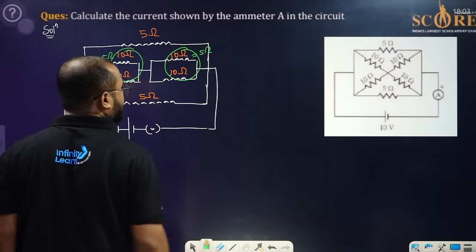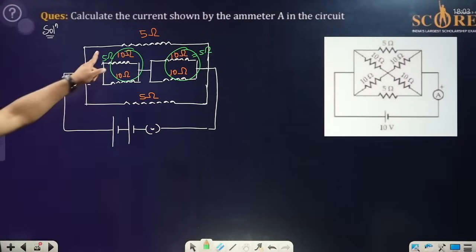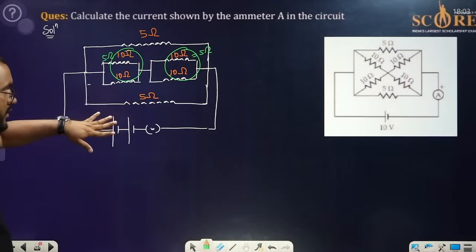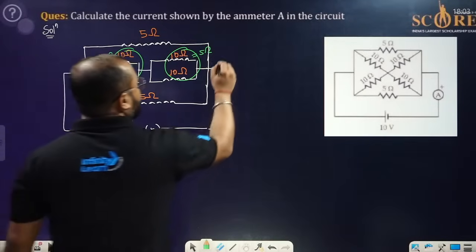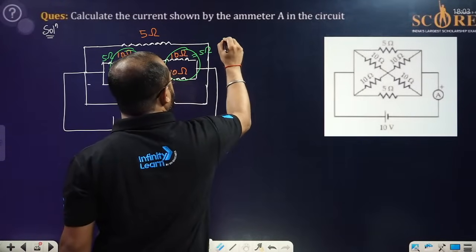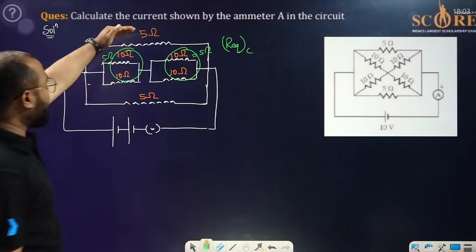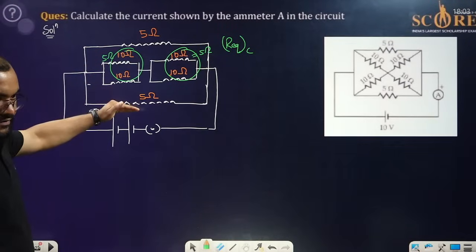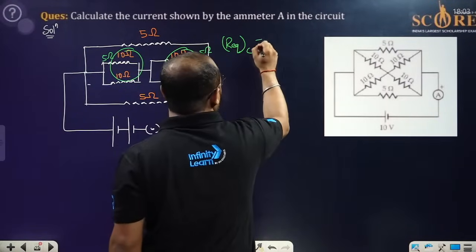You can solve it. Fine. Now we can say this 5 and this 5 is going to be 10. Okay, so we are going to find the R equivalent for the entire circuit, which can be written as 5, 10 and 5, which are in parallel in the circuit. So we can say what?